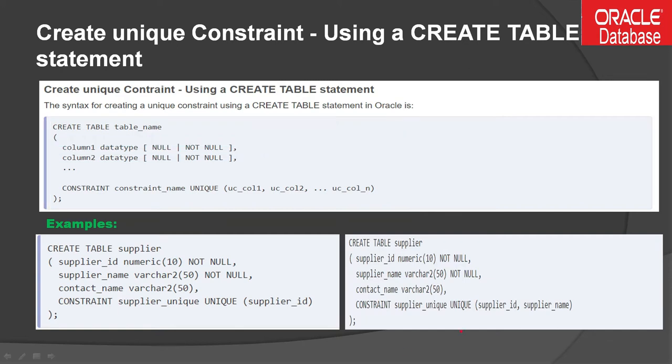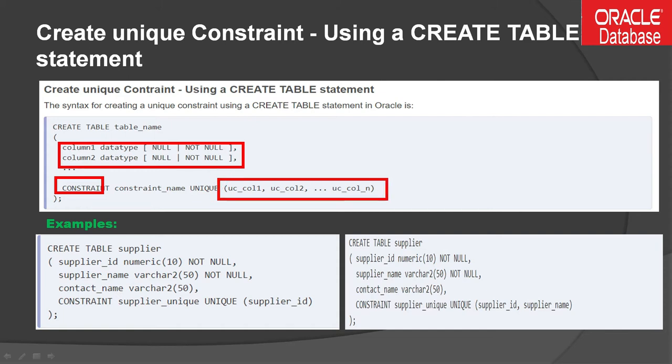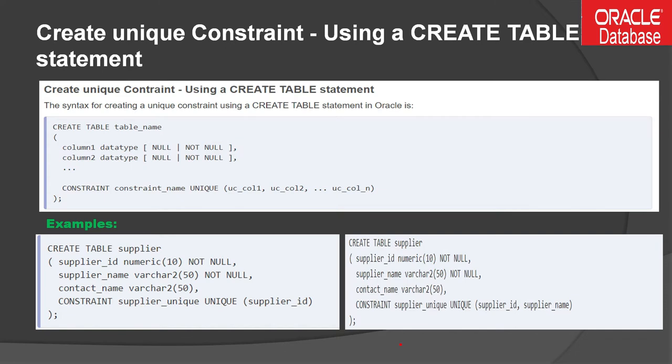Or you can define a unique constraint by using the constraint keyword. Once you define all the column definitions, then lastly after putting a comma, you can give the constraint keyword, then the constraint name, and then unique, because we are going to define the unique constraint, and here you can specify the list of columns. Here you can have one or many columns. You can see an example at the bottom.